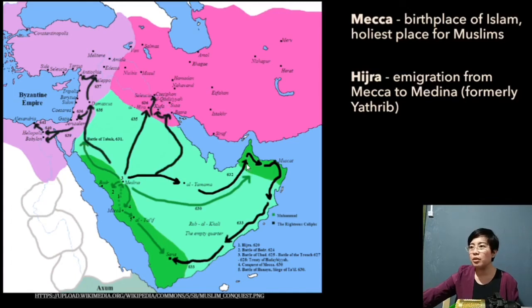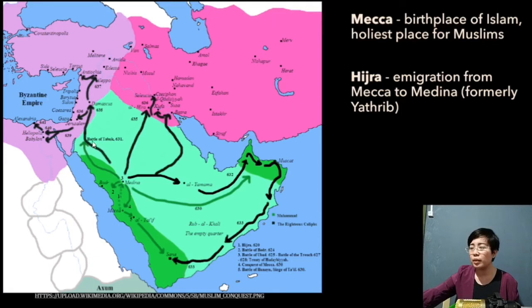So, kung makikita nyo dito sa mapang ito, yung green na arrows, yun yung travels ni Prophet Muhammad in spreading his newfound faith and propagating it. And during this time, nagkaroon din siya ng conflicts amongst existing tribes who have existing beliefs. So, after his death, yung mga black na arrows dyan, papalabas all around the Arabian Peninsula.